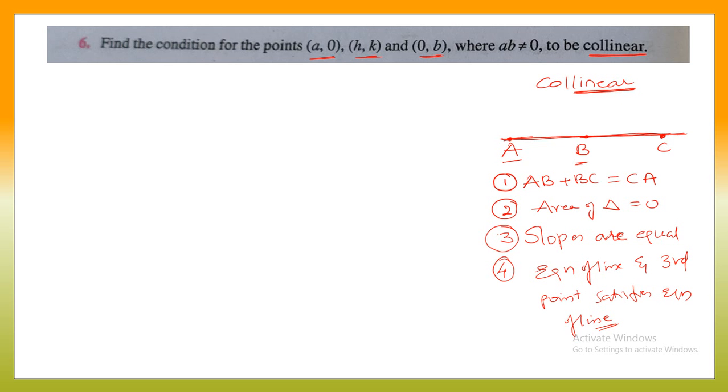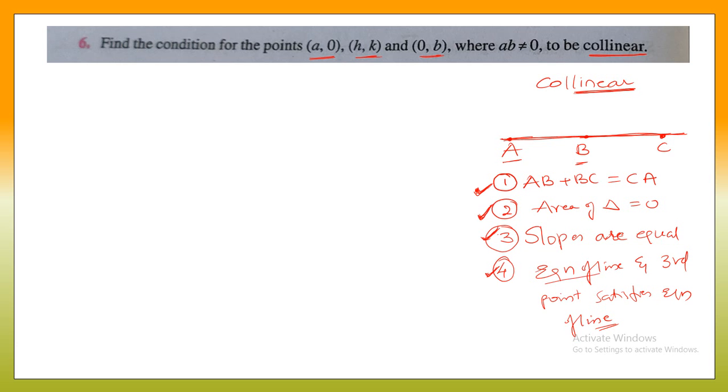As we move on, with the distance formula we need to apply it 3 times, so some students may find it difficult to solve. Next, with the area of triangle we need to apply it once, which is somewhat better when compared to the distance form. Next, slope form is the most commonly used method to show that points are collinear. The fourth one is the normal method, which is somewhat lengthier.